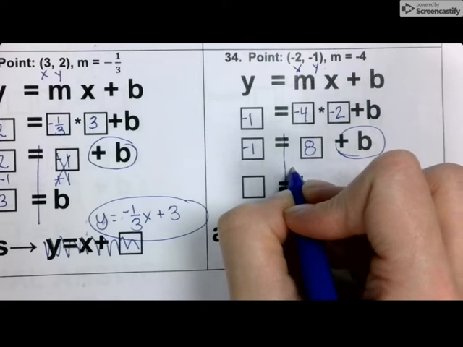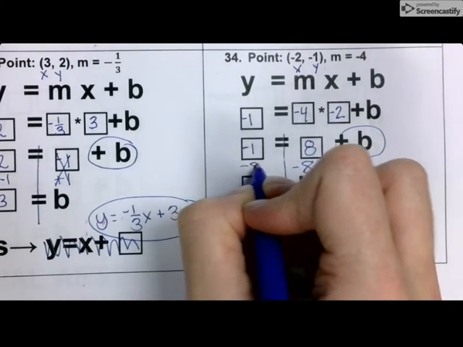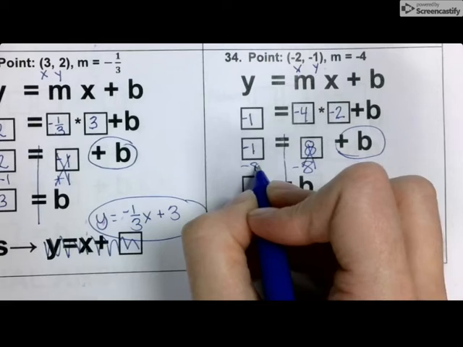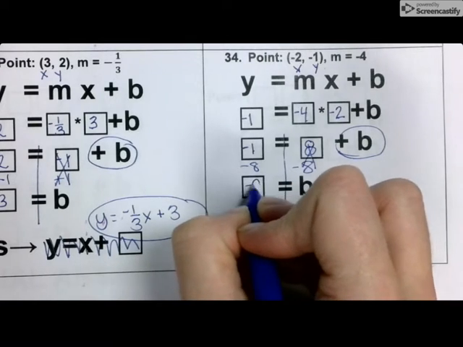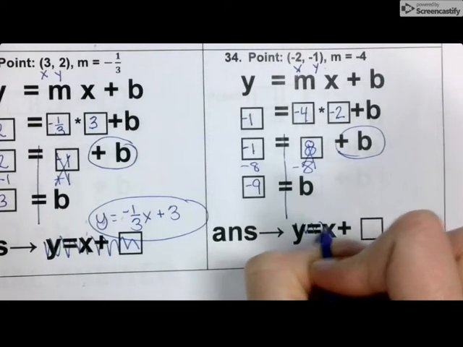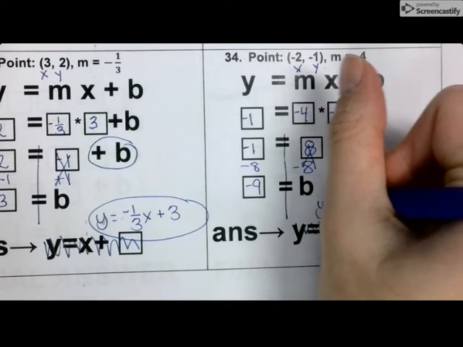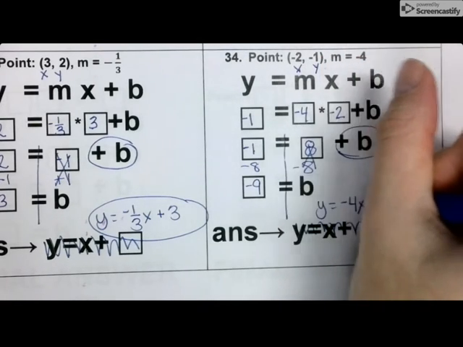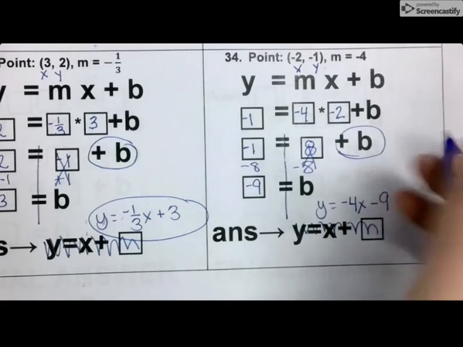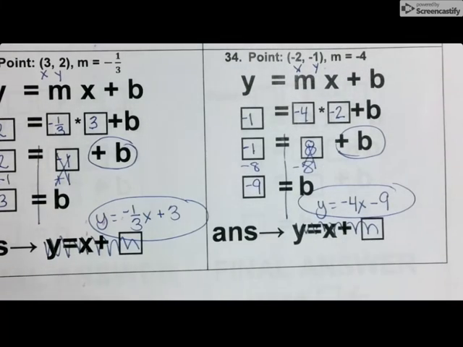The inverse of +8 is -8. What is -1 minus 8? -9. So we will have y equals, in place of m, -4x. In place of b, -9. If you had a plus -9, that's perfectly fine as well.